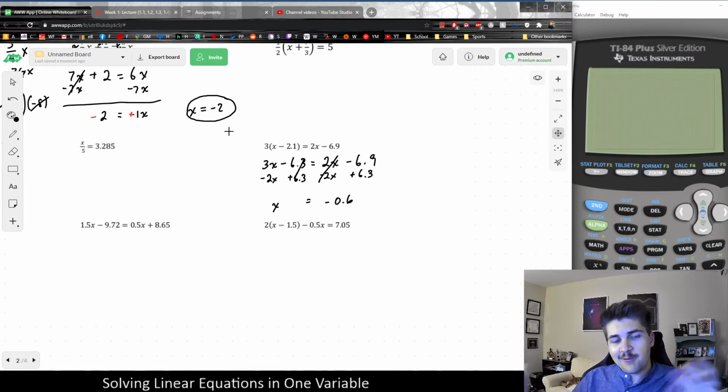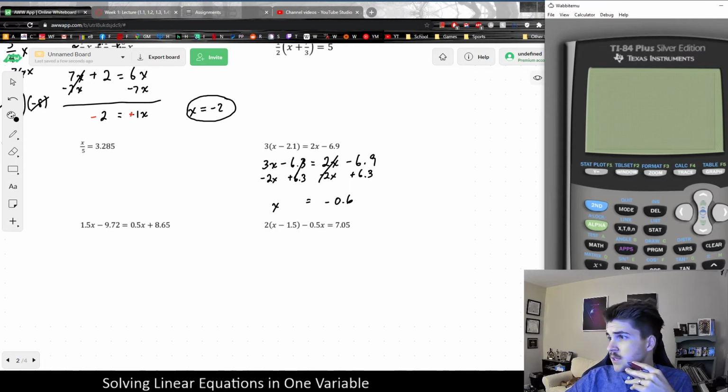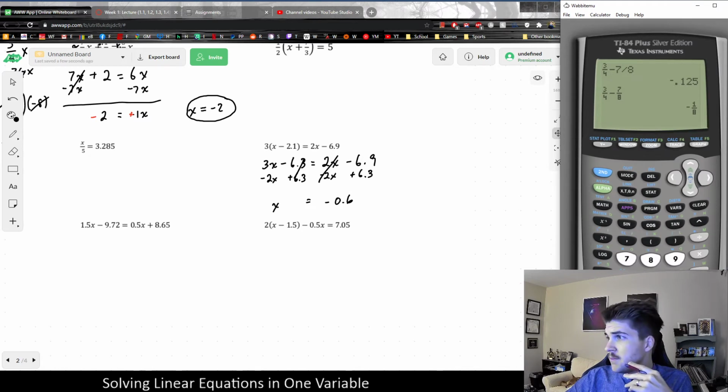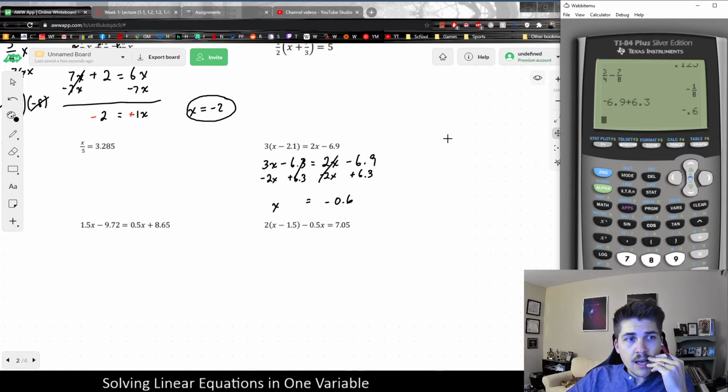But in the same way, if you struggle a little bit with doing basic decimal math, of course, you could do that with your calculator as well. Negative 6.9 plus 6.3 would leave me with negative 0.6. You basically could just do the decimal math with your calculator, no problem. But another strategy would be how do I get rid of decimals in the same way that I get rid of fractions? And really, it's always by multiplying by a power of 10.